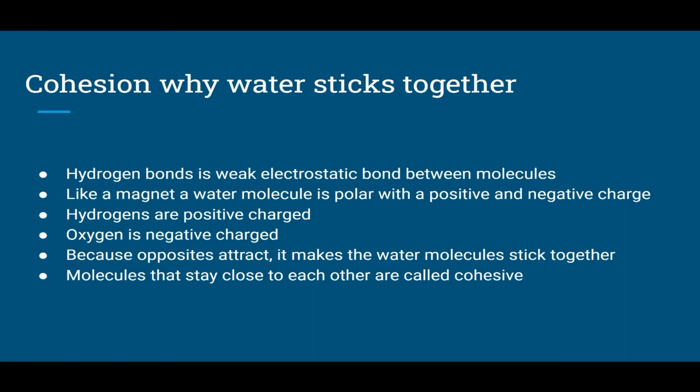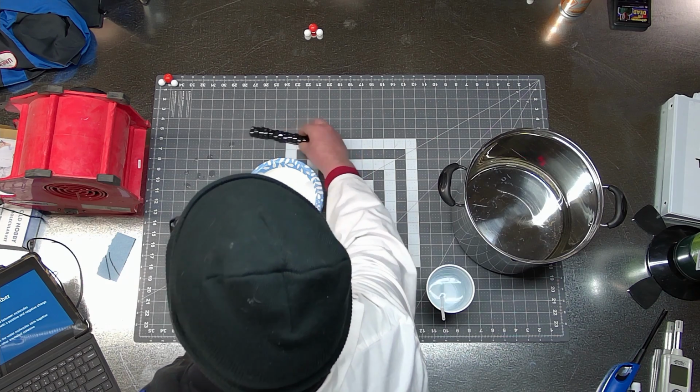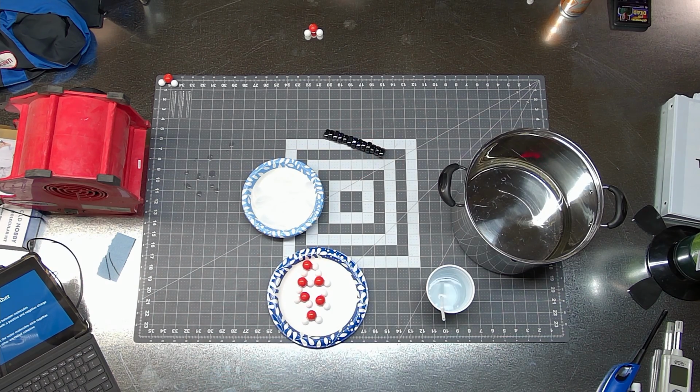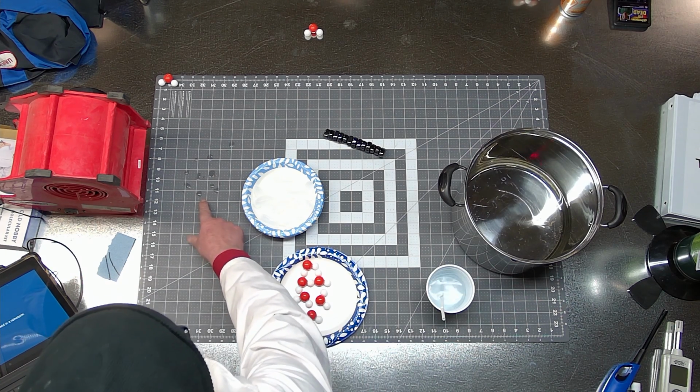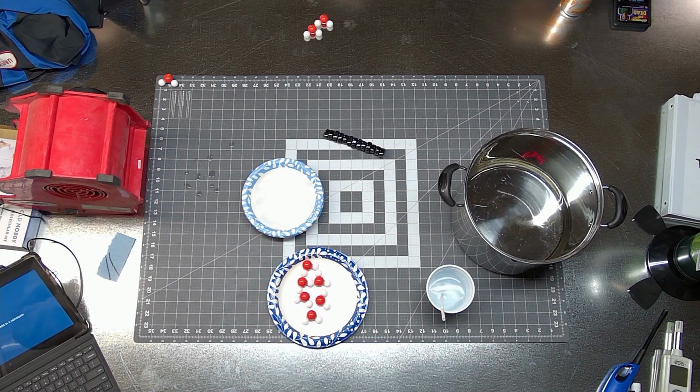Look at this. That's how magnets work. What does that have to do with water? Water molecules are cohesive. They have a positive magnetic charge and a negative magnetic charge, which makes them stick together. If it didn't, the water molecules would just fall apart and they'd become steam instantly.